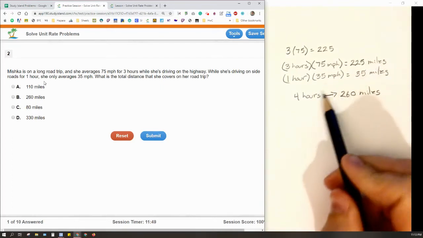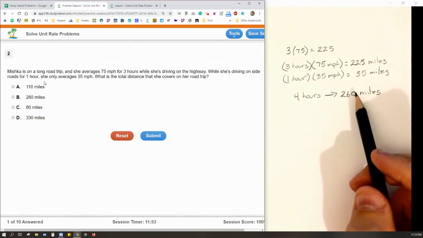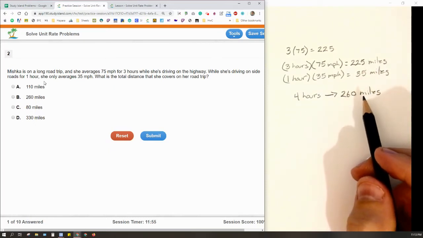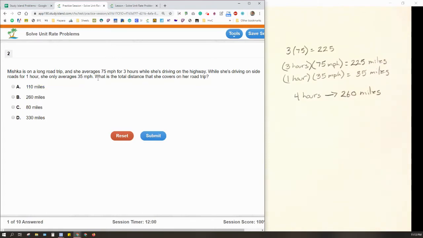So now we know her total distance and the total amount of time it took her, so we can calculate her average speed. If we want miles per hour, we do miles per hour, but this isn't asking for any of that. It's just asking for the total distance, and we have 260 miles. Now, if it did ask you for her speed on the trip, we would do 260 divided by 4, and we would get our answer there.